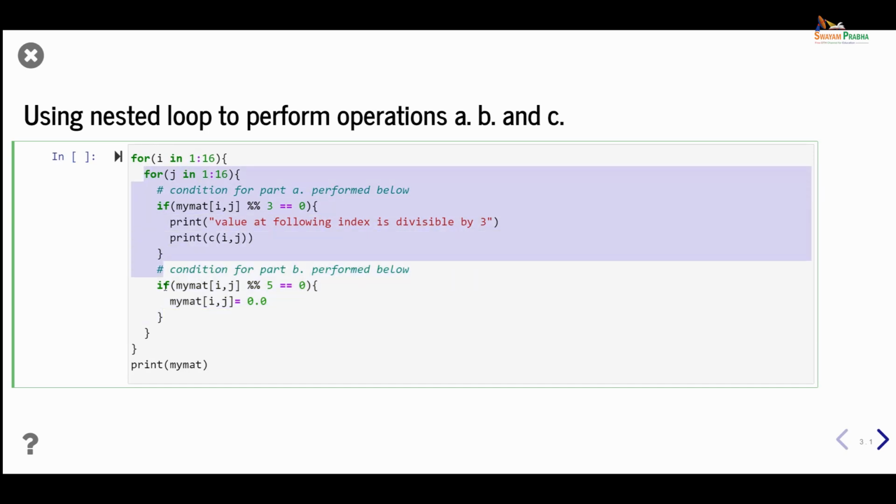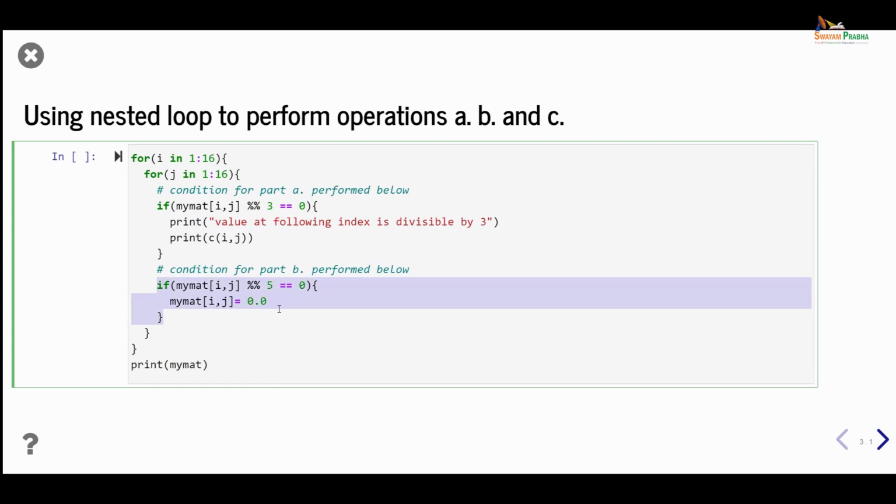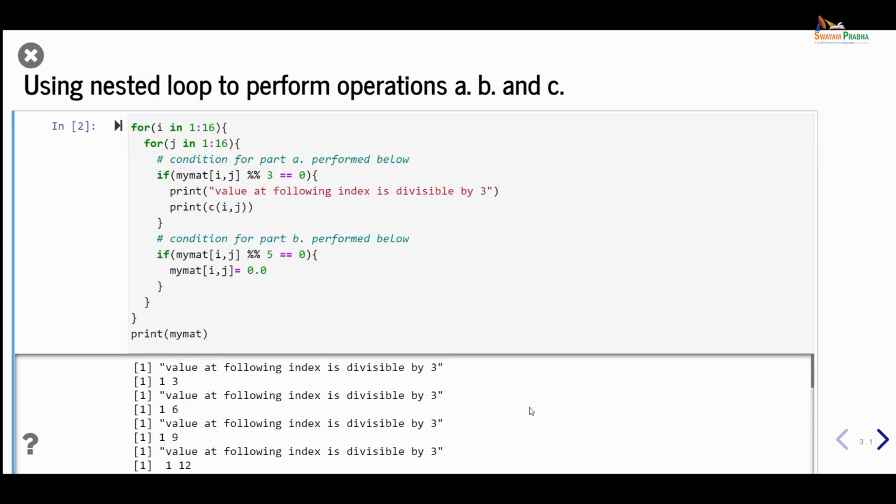In the first iteration, we would have finished the first row for all the column values. In the second iteration, we would have gone to the second I value, that is row 2, and we would have done the same operation for all the column values till 16. Once you do that, we are printing my matrix in order to see whether we've set all the values which are divisible by 5 to 0 or not. You can see the output here.